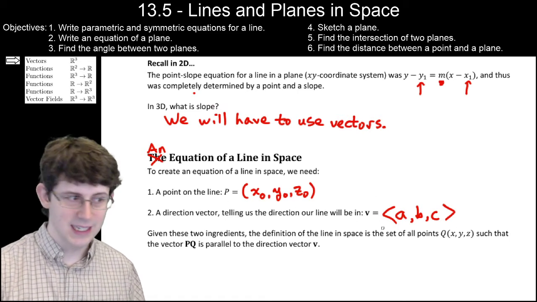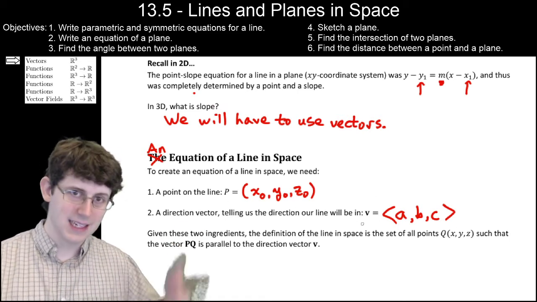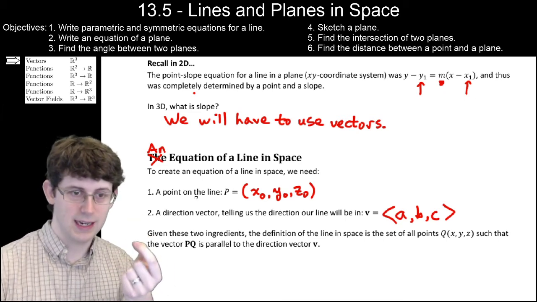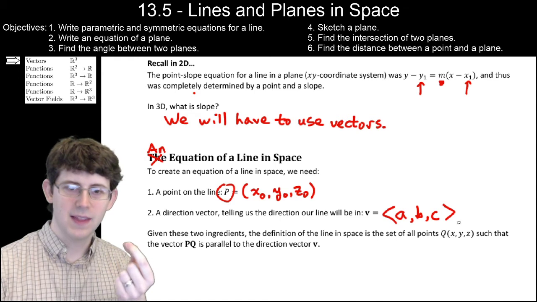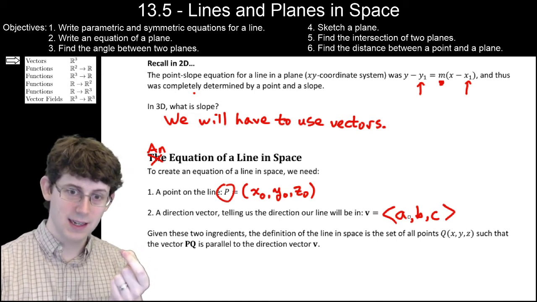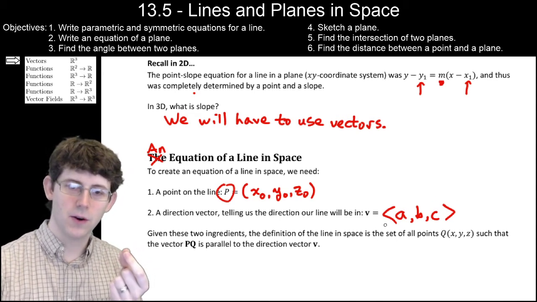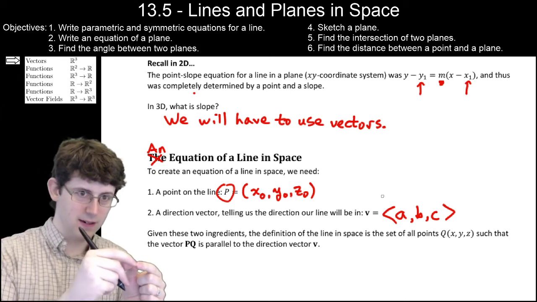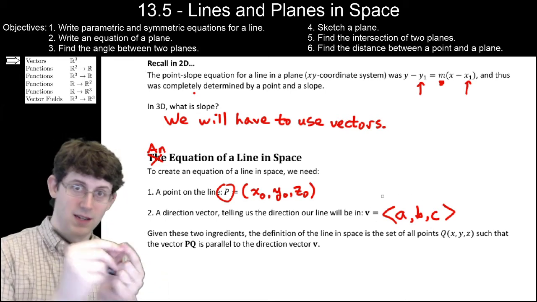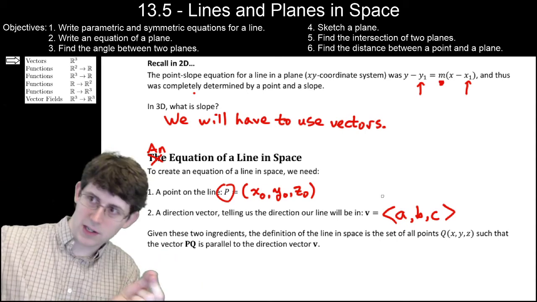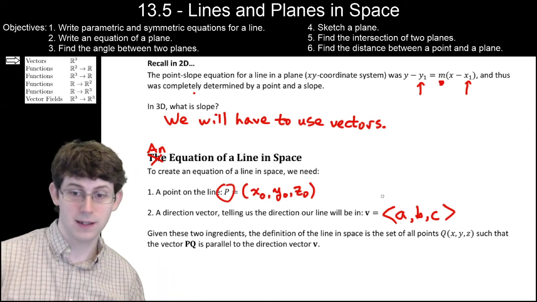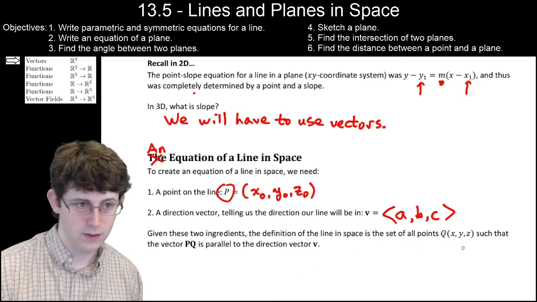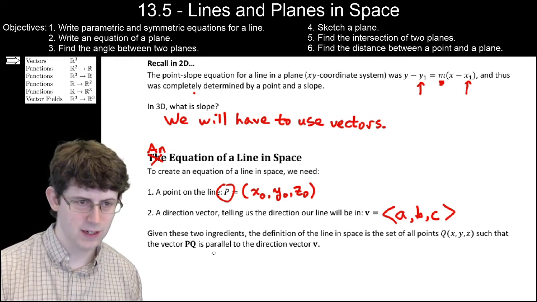Given these 2 ingredients, you can combine them and say, okay, start at the point x0, like the point P, and then go in this direction as much as you want. You could go in the v direction once, or twice, or backwards once. The v direction tells you which way the line goes. So it's all the points Q such that PQ is parallel to v.